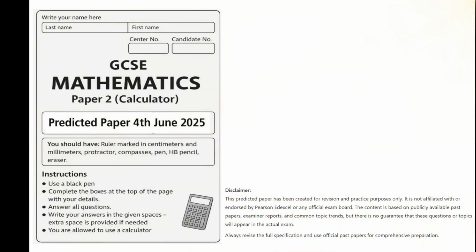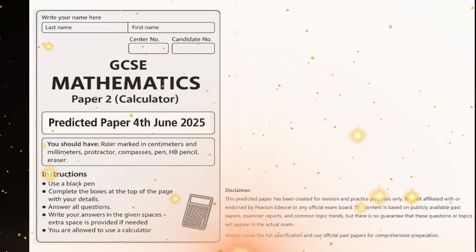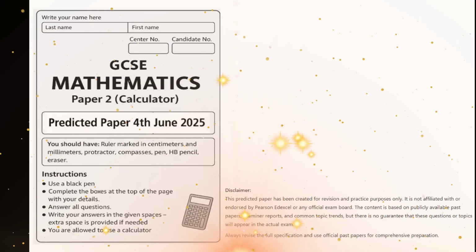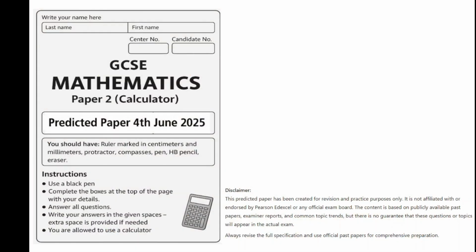This is my predicted paper for the calculator exam on the 4th of June 2025. It's designed to reflect the most likely questions based on the non-calculator paper you sat on the 15th of May.